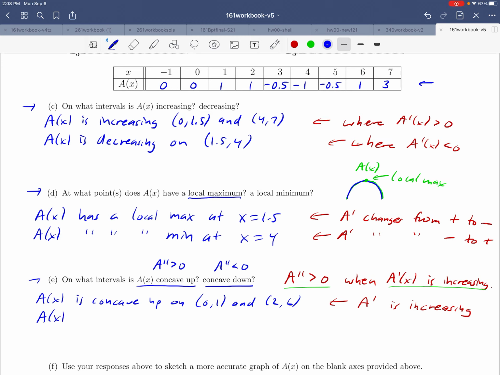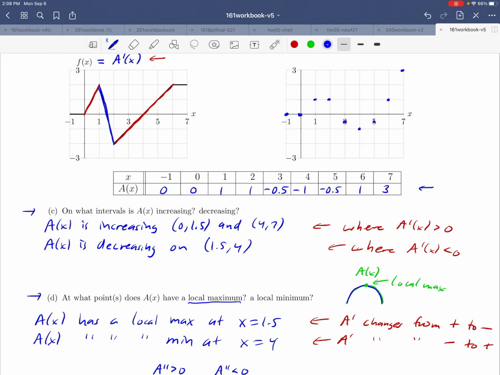All right, and then concave down, exactly the other way around. So we are looking for places where a prime is decreasing. So we'll scroll back up and see if we can find some intervals that fit that description. Let's see. A prime is going down from here to here. That appears to be from 1 to 2. I think that's the only place where our function is decreasing. So from 1 to 2.